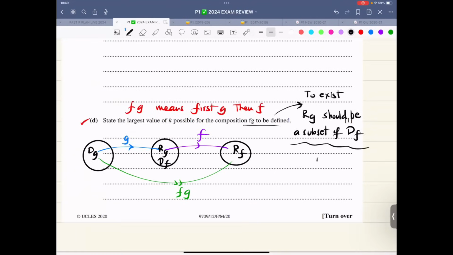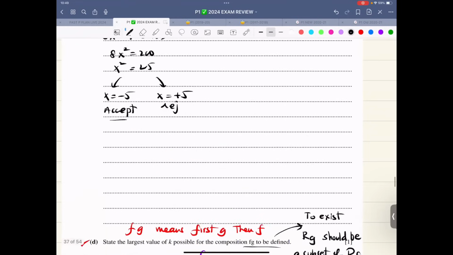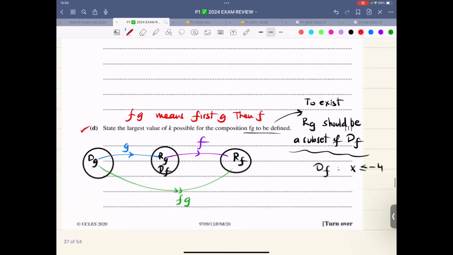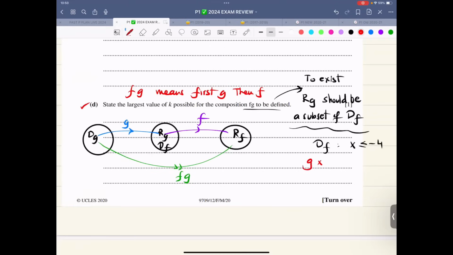So first of all, domain of F is x is less than or equal to negative 4. Range of G is just this expression right away. So that is 2x minus 3, x is less than or equal to k. So this is gx, 2x minus 3, x is less than or equal to k. So let me write gk, that is 2k minus 3. Now take this thing and insert in this place because we have to find the maximum possible value.